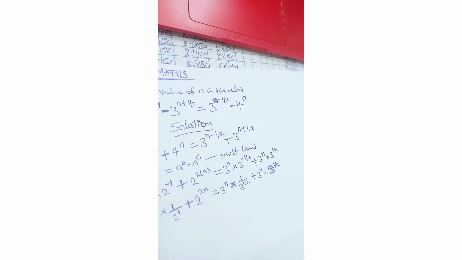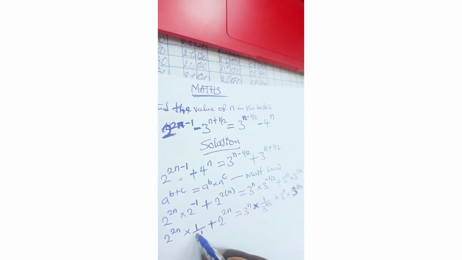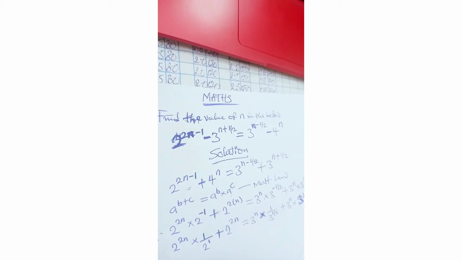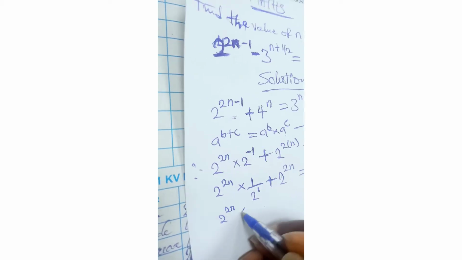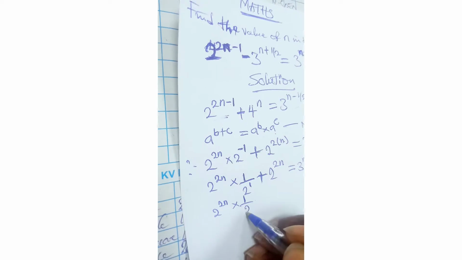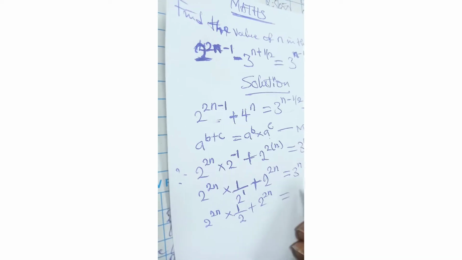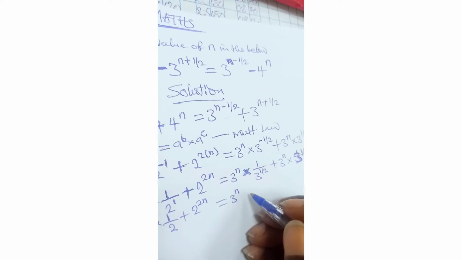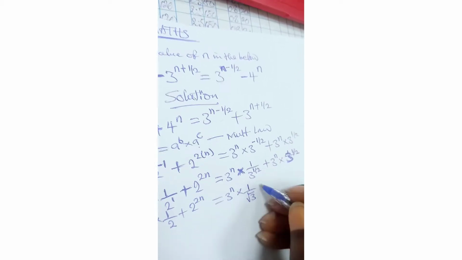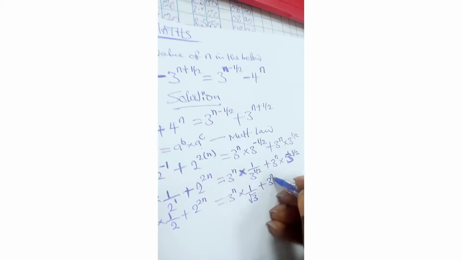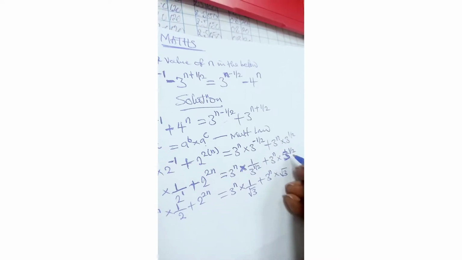At this junction, this is what we are going to do. Remember that this is the same thing as 2 raised to power 2n times 2 raised to power 1, which is 2. Then this is 2 raised to power 2n, still the same thing. Now, this is going to give us 3 raised to power n times 1 over root 3, plus 3 raised to power n times root 3. This 1 over 2 power will become root on this 3.